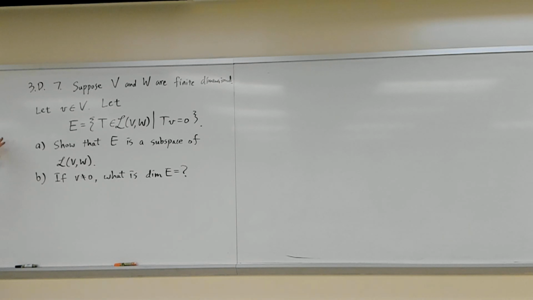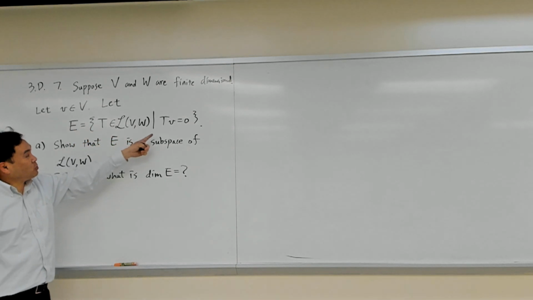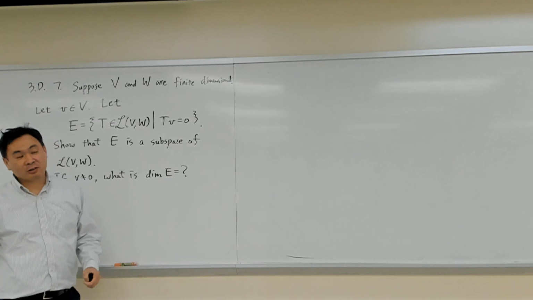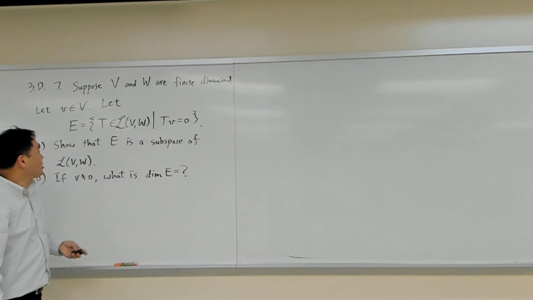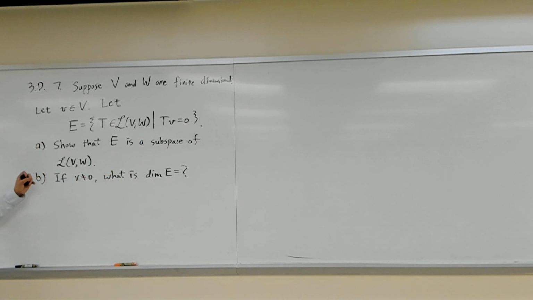Suppose V and W are finite dimensional, and let's say you have a vector v in V. Define E as the set of all linear maps that kill v. It's sometimes known as the annihilator of v. First, show that E is a subspace of the linear maps from V to W. And part B, if v is non-zero, what is the dimension of E? That's the question. First of all, part A is quite straightforward.